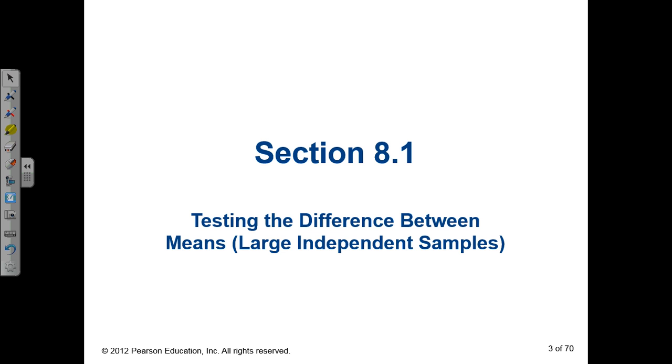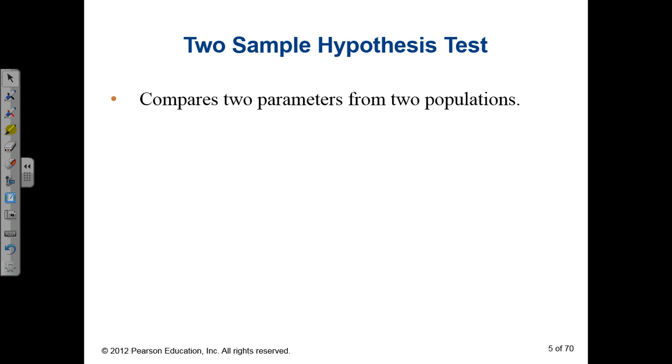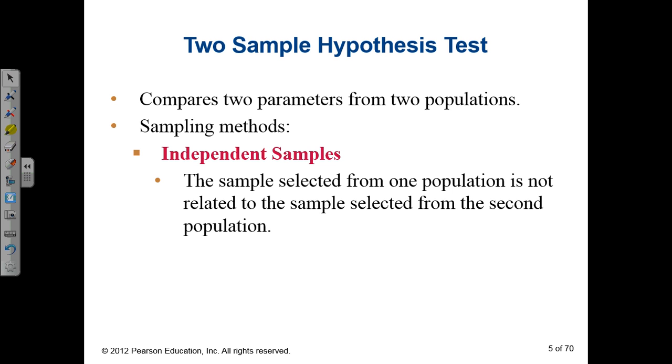So let's get started in section 8.1 first. Here we'll be looking at testing the difference between means when our samples are independent and large. Well, the first thing we need to do is compare two parameters from two different populations. In our case, what we're going to be looking at is the two different means.